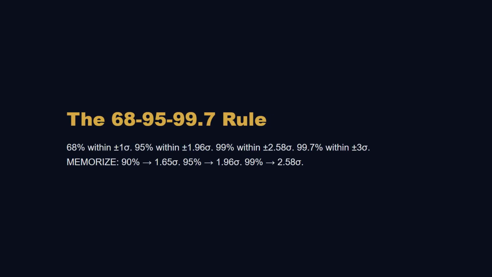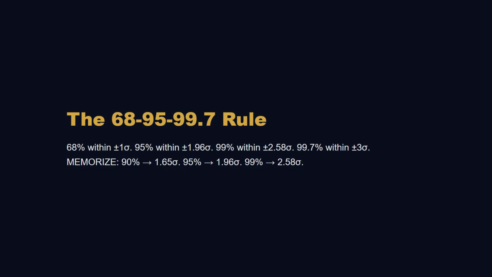The 68-95-99.7 rule. 68% of observations fall within 1 standard deviation of the mean, mu plus or minus 1 sigma. 95% fall within 2 standard deviations, mu plus or minus 2 sigma, more precisely 1.96 sigma for exactly 95%. 99.7% fall within 3 standard deviations.